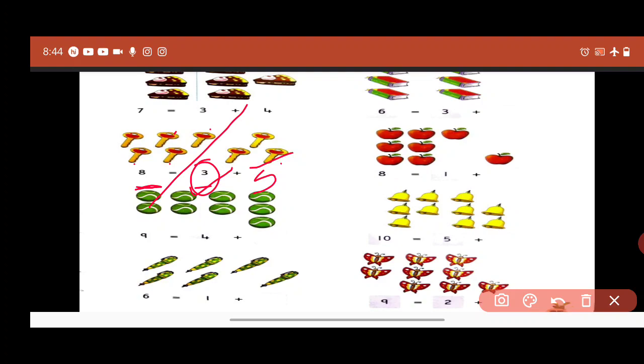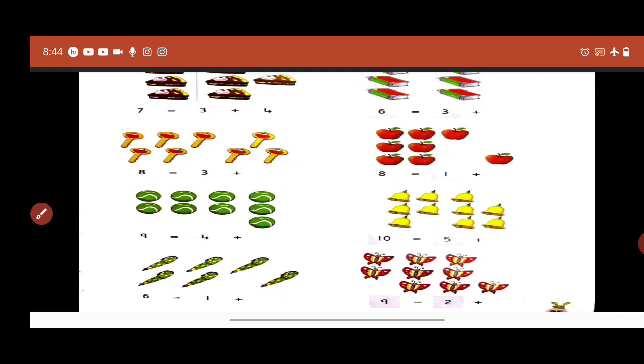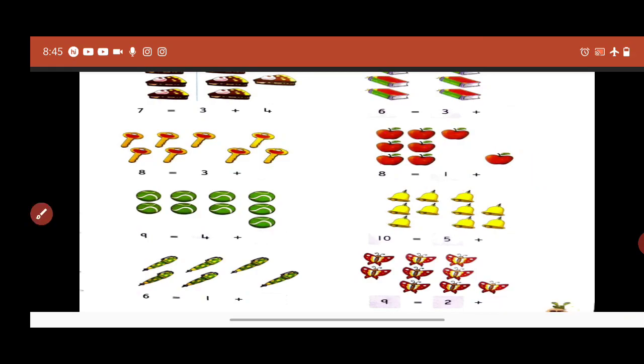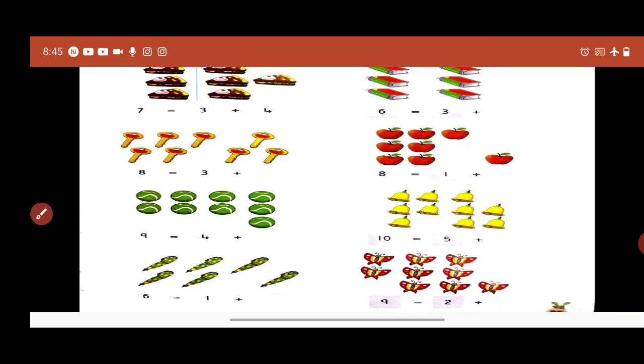Let's see another question. Over here they are saying there are 8 apples. 8 apples is equal to 1 plus how many apples? So first of all, we know that at one side there is only 1 apple. So after 1 apple we will make one partition and count the number of apples left. 1, 2, 3, 4, 5, 6, 7. So it means there are 7 apples on the other side. Easy? So similarly, you have to do the rest of the questions on your own. Moving on.